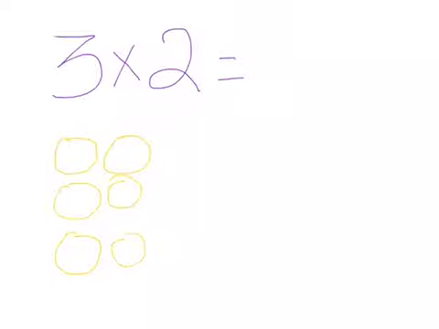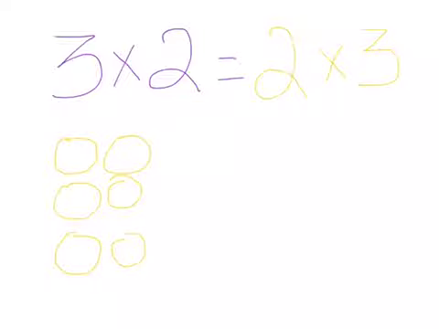Okay? Now, I want you to draw the array that shows the commutative property of 3 groups of 2. So think in your head, what's the commutative property of 3 groups of 2? And I want you to draw that array. Push pause and then hit play when you're ready. Okay, 3 groups of 2. The commutative property of 3 groups of 2 would be 2 groups of 3.